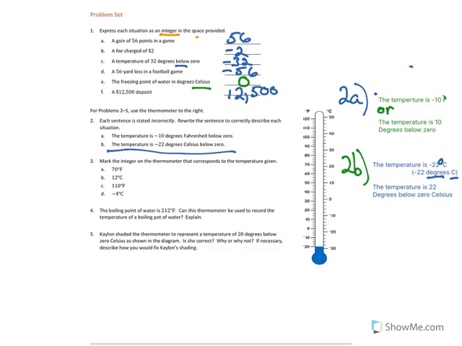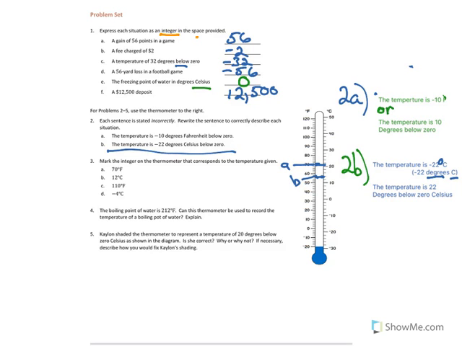Okay, so the next part you really can't do, so I'm going to do it for you. Mark the integer on a thermometer that corresponds to the temperature given. Corresponds is when it matches. That's all that word means, is matches. So 70 degrees Fahrenheit, if you look on here, that would be right here. Okay. 12 degrees Celsius, though, it would start at 0 and then go up to here. That's 12 degrees Celsius. So the first one is A. The second one is B.